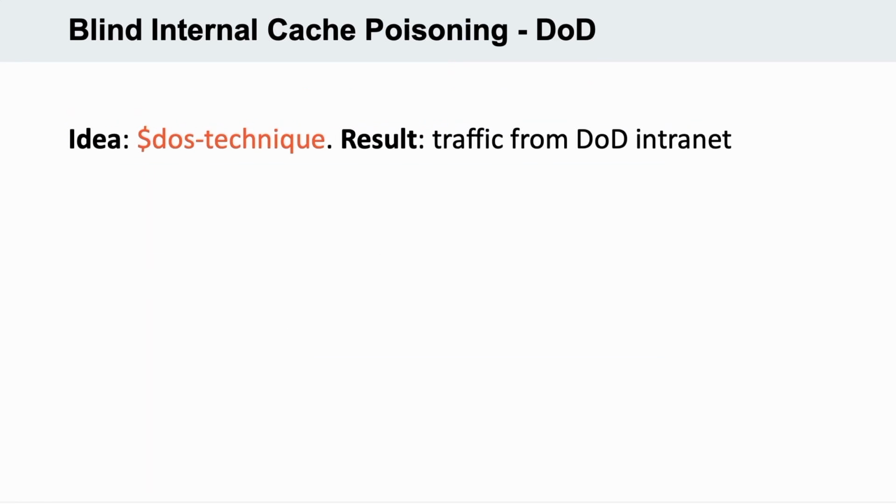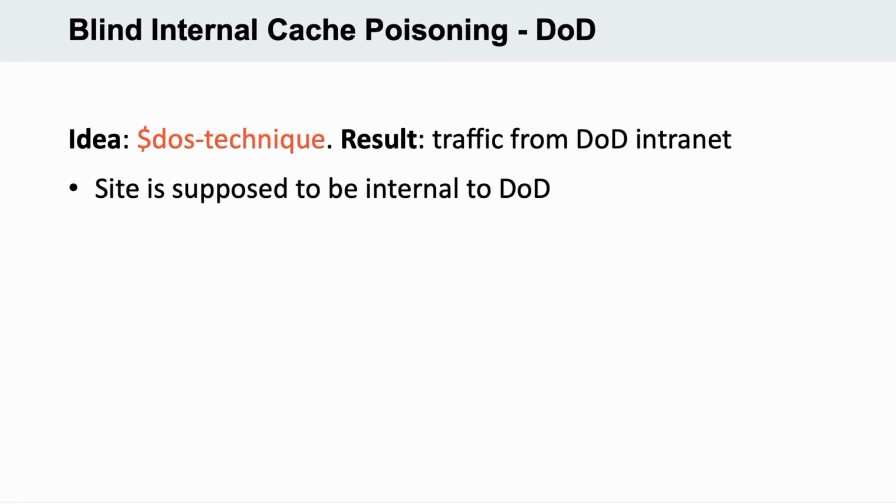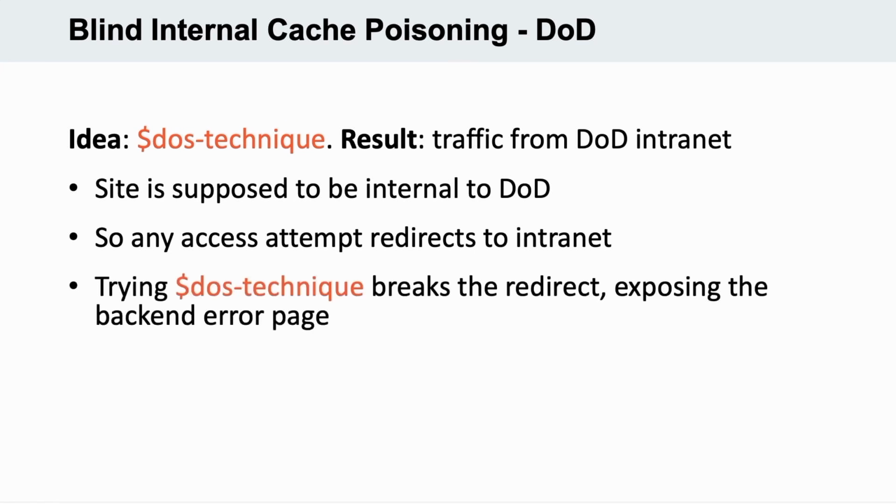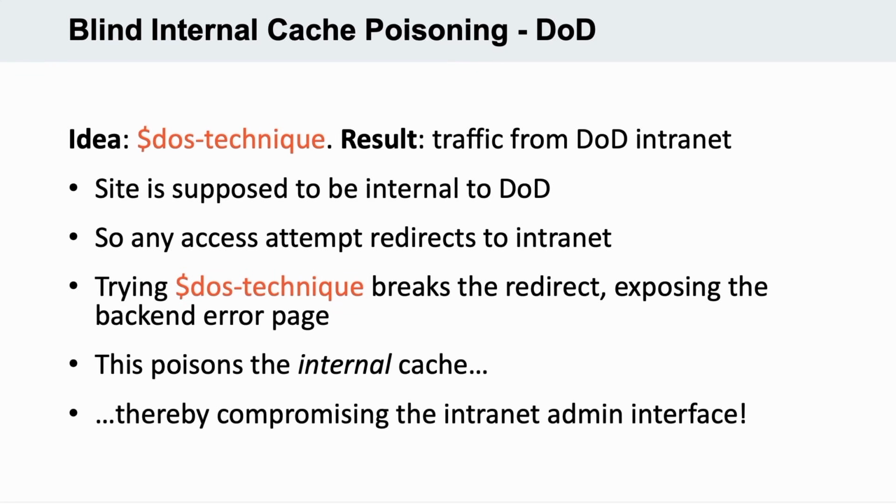On a different time, I had an idea for a denial of service detection technique, sent it to a bunch of sites, and got loads of traffic from the Department of Defense intranet. Eventually, I think I figured out what happened, which is there's this site, it's meant to be internal to the DoD. Any attempt to access it from external redirects to their intranet, which I can't access. The denial of service technique breaks the redirect. It only lets you access the error page though, but hitting the error page with a certain payload poisons their internal cache and thereby poisons all the resource loads in their intranet administration interface.